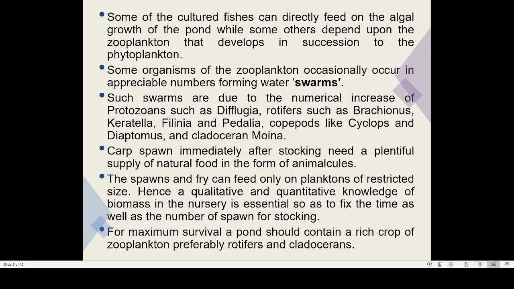That is because this zooplankton will be releasing some poison or toxins into the water. If large quantities of zooplankton are formed on the surface of the water, that is not good for the survival of the fish. That situation is known as planktonic swarms, and such swarms are due to the numerical increase of protozoans such as Diflugia, Brachionus, Keratella, Filinia, Pedalia. So different types are there. So that is the importance of swarms.